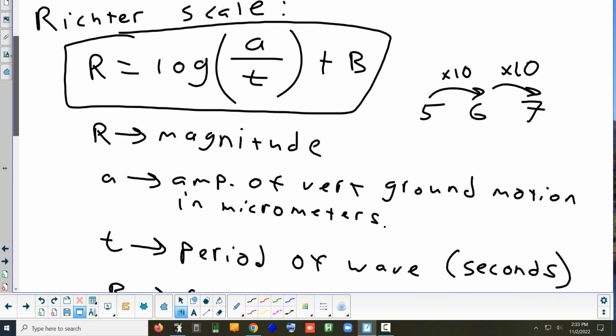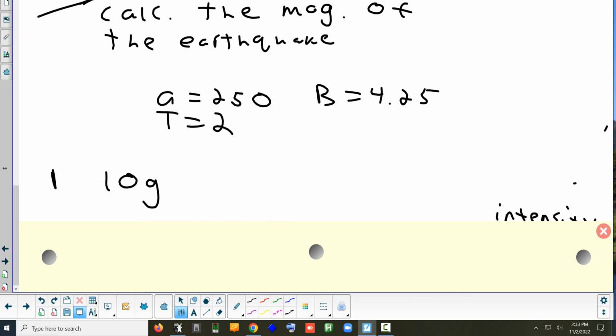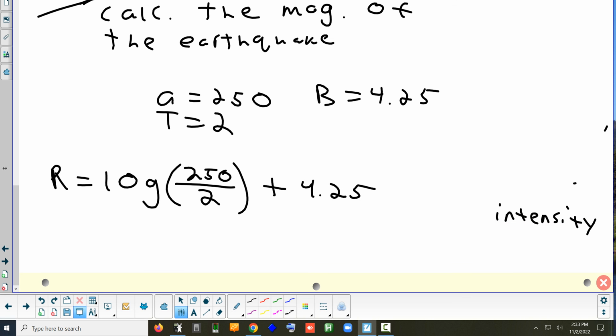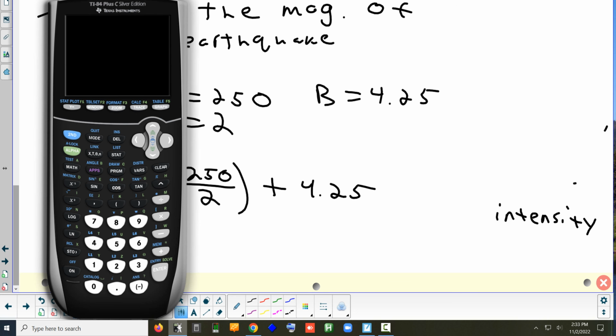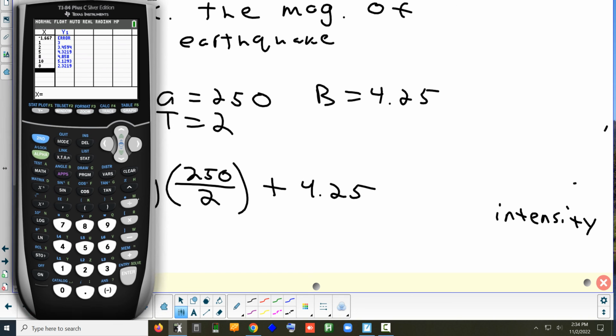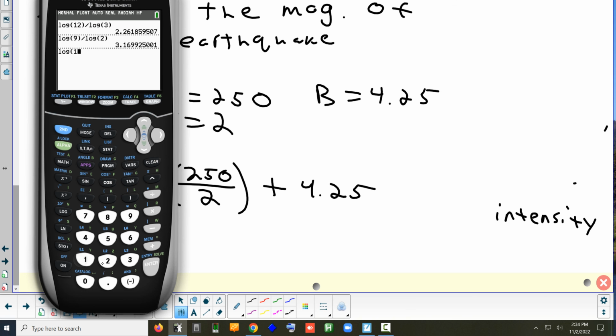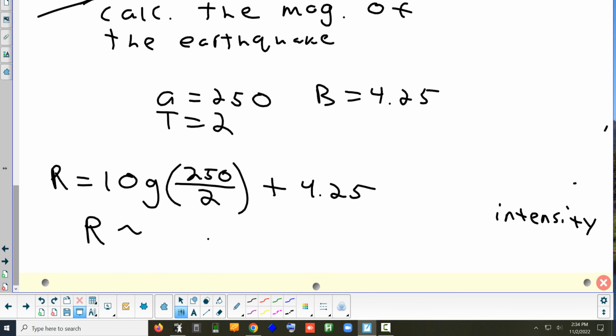Right, so first thing we need is R equals log of A over T. Okay, what's A in this case? Yep, 250. What's the period of this wave? It's measured by the letter T. 2. And then what are we supposed to do with the B? What do we put on the end? Plus 4.25. Okay, let's see what we get. So we've got log of, what's 250 divided by 2? So we can just type it in now. Log 125 plus 4.25. So that would be about a 6.3 magnitude earthquake.